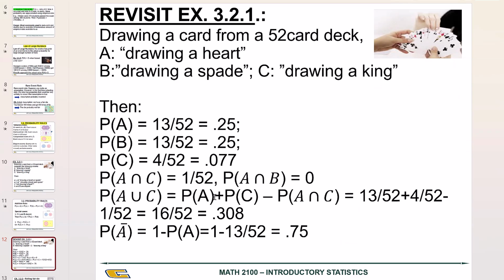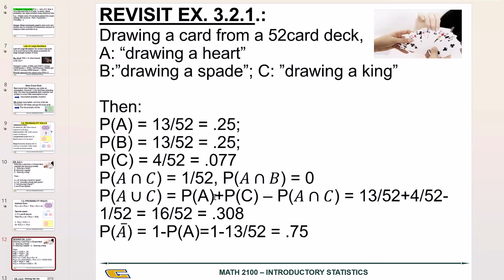On 25% if we prefer percent. But for probability, often we use a number between 0 and 1. And B, drawing a spade, is similar, right? You have 13 cases, you get a spade, 2 of spades, 3 of spades, and so on. And this probability is also 13 by 52.